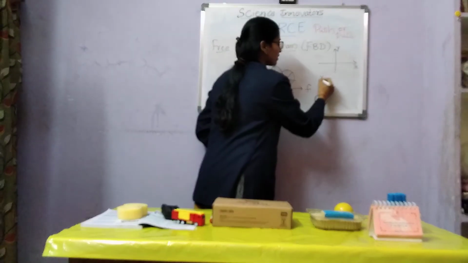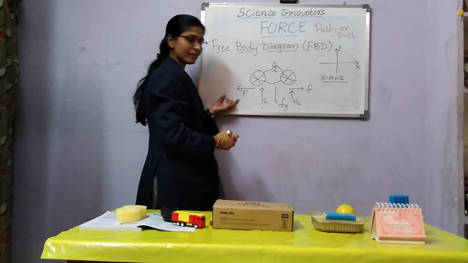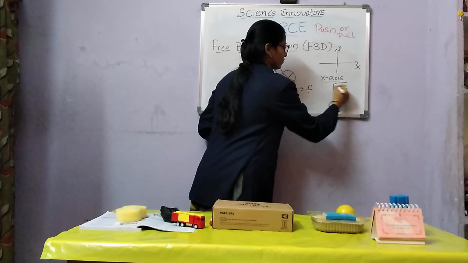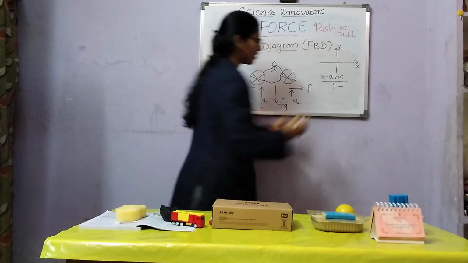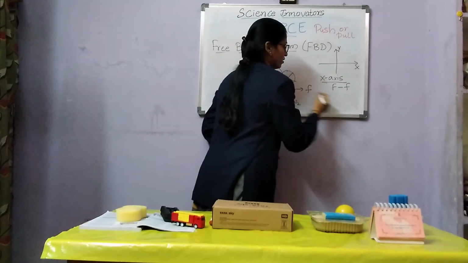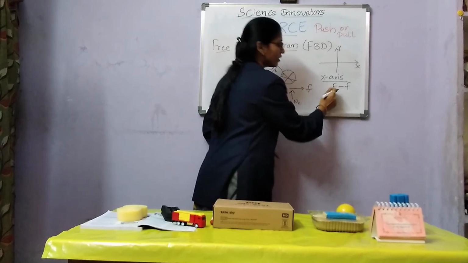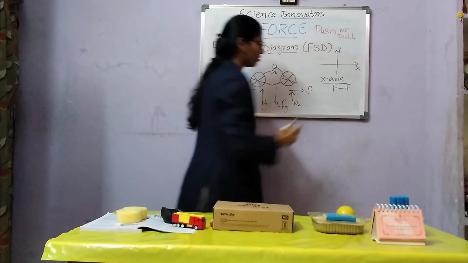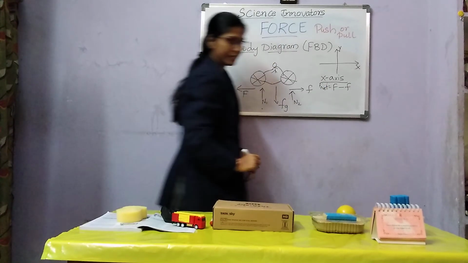That means the forces acting along the x-axis are the force of the engine minus the frictional force, which is stopping the vehicle by the ground. So these two are the forces acting along the x-axis. So this is the net force along the x-axis.